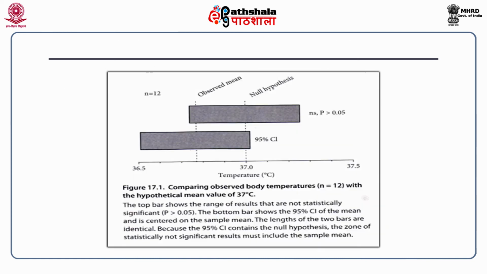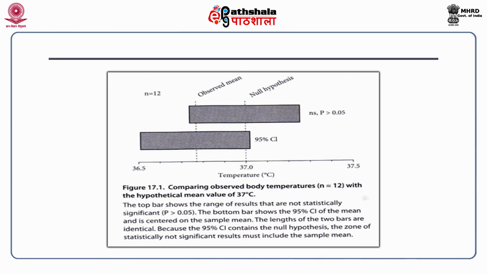Now consider this particular problem. Here it is comparing the observed body temperature, with n equal to 12, with a hypothetical mean value of 37. On the lower panel you can see the mean plus or minus the confidence interval, right? The 95% confidence interval in the lower panel does include my 37 degrees. So 37 degrees is my null hypothesis, and it is not significant. So the p-value must be more than 0.05. Why? Because my confidence interval is based upon 95%.